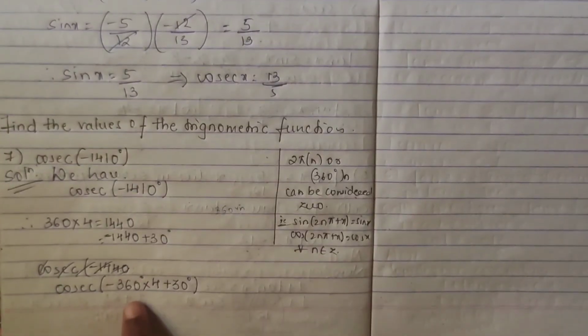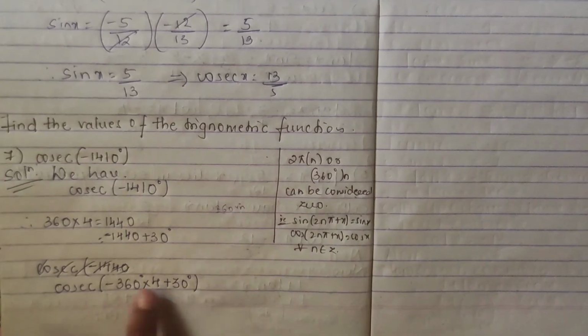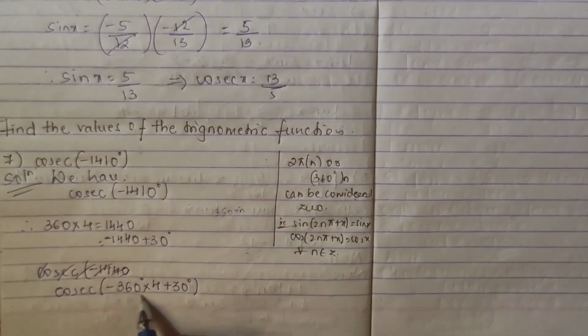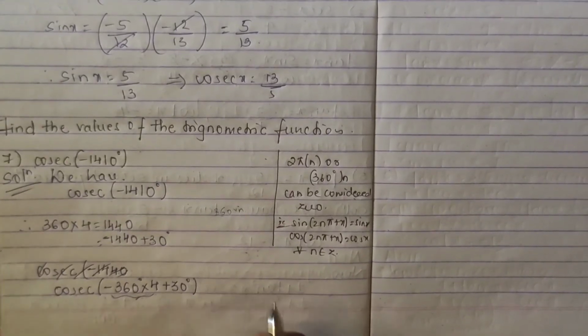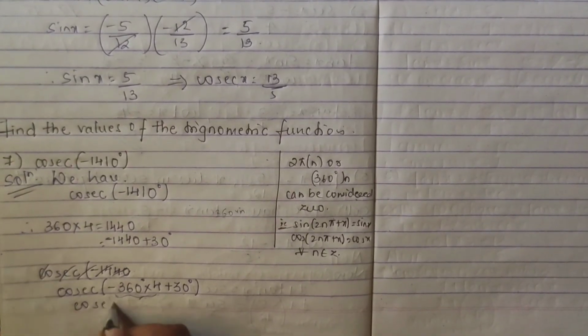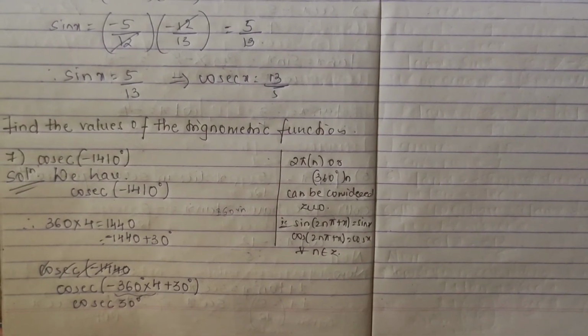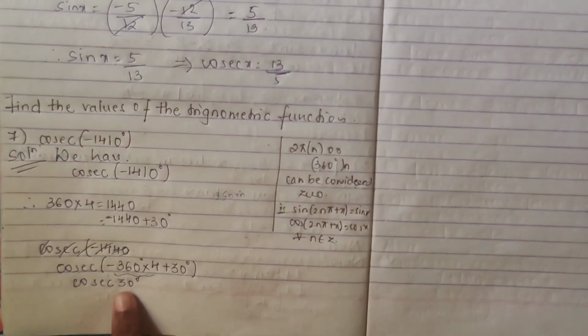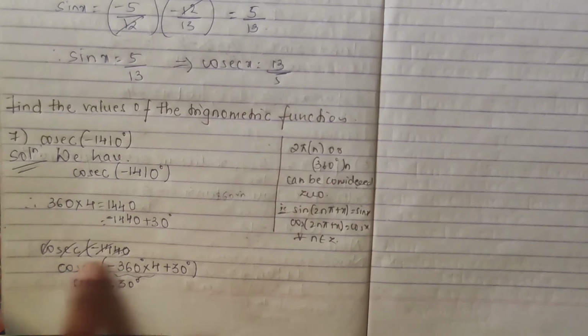We are considering 2n pi or 360 into n as 0. So this part will be considered as 0, and directly we have cosec of 30 degree. If you don't remember the value, because directly I know now cosec 30 is equal to 2.